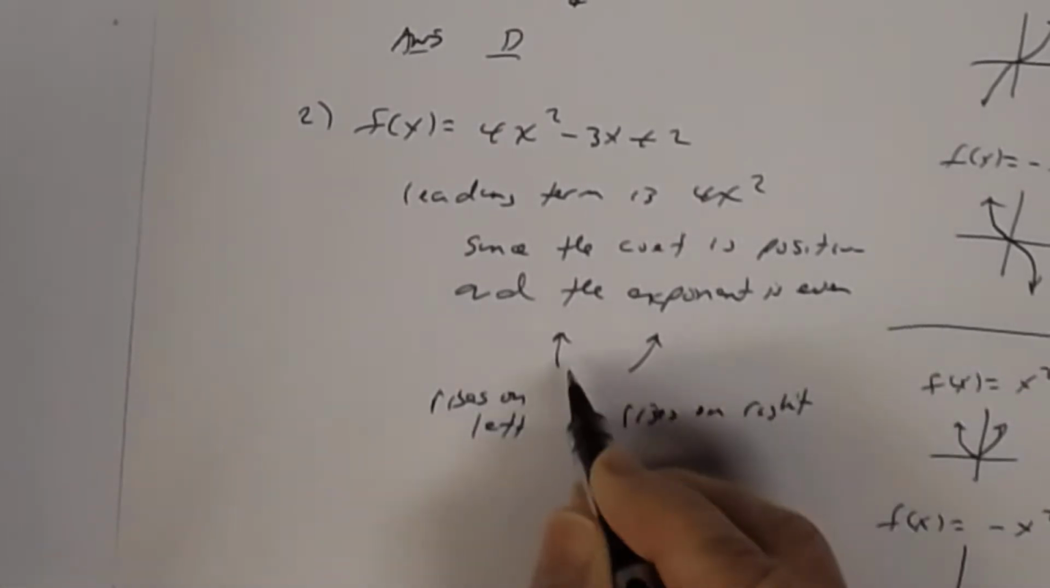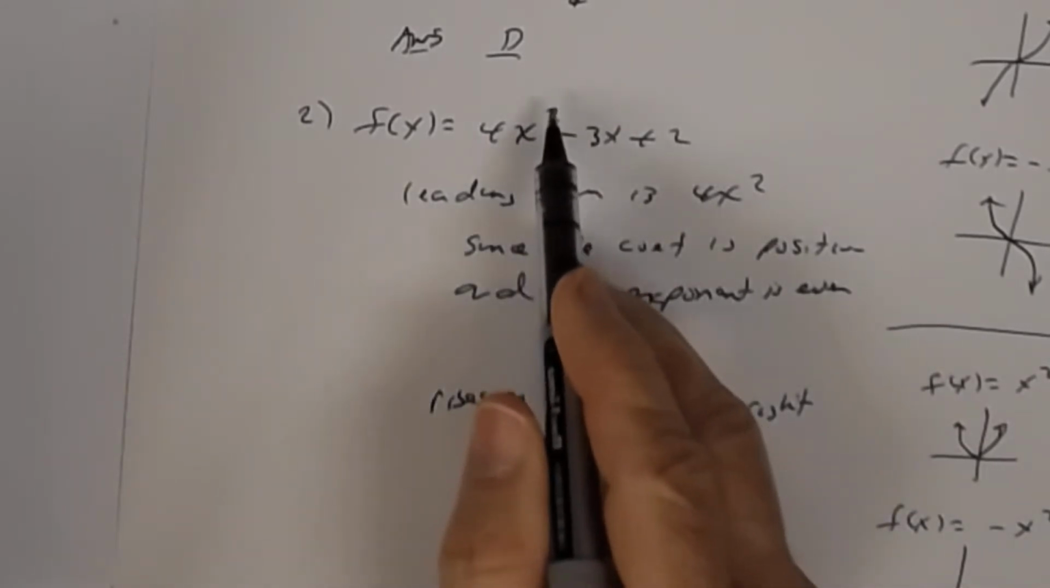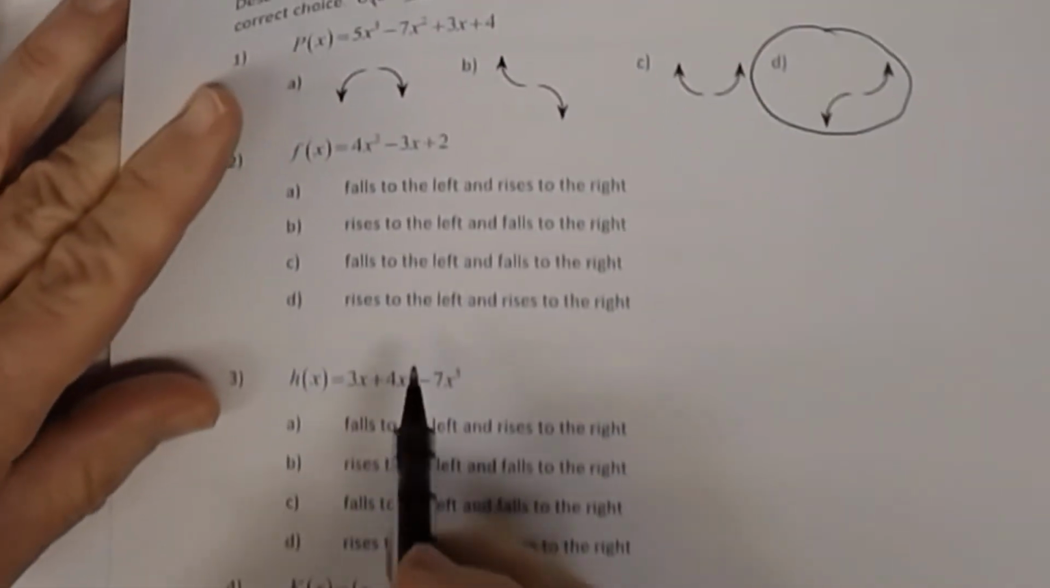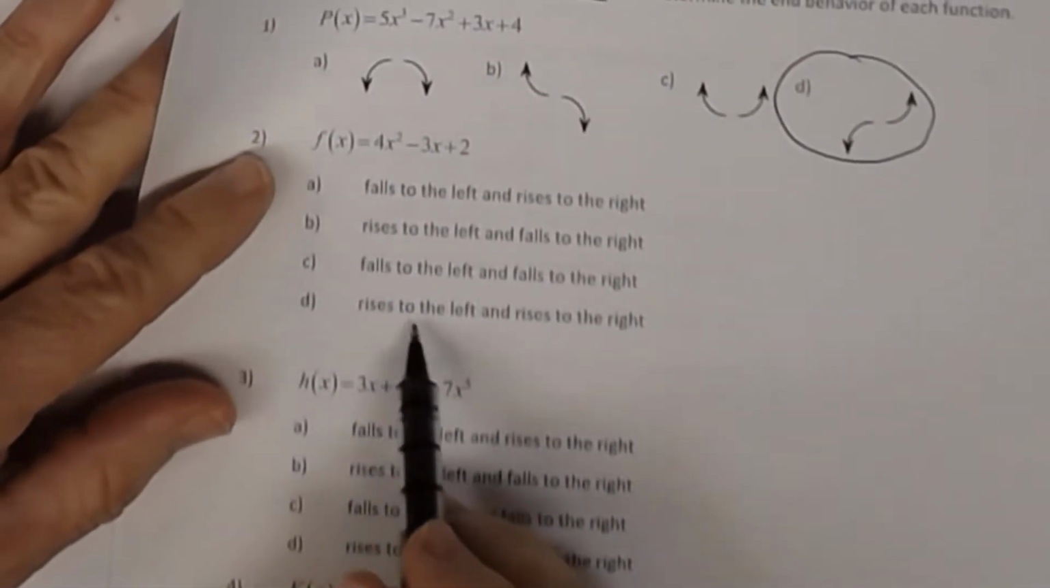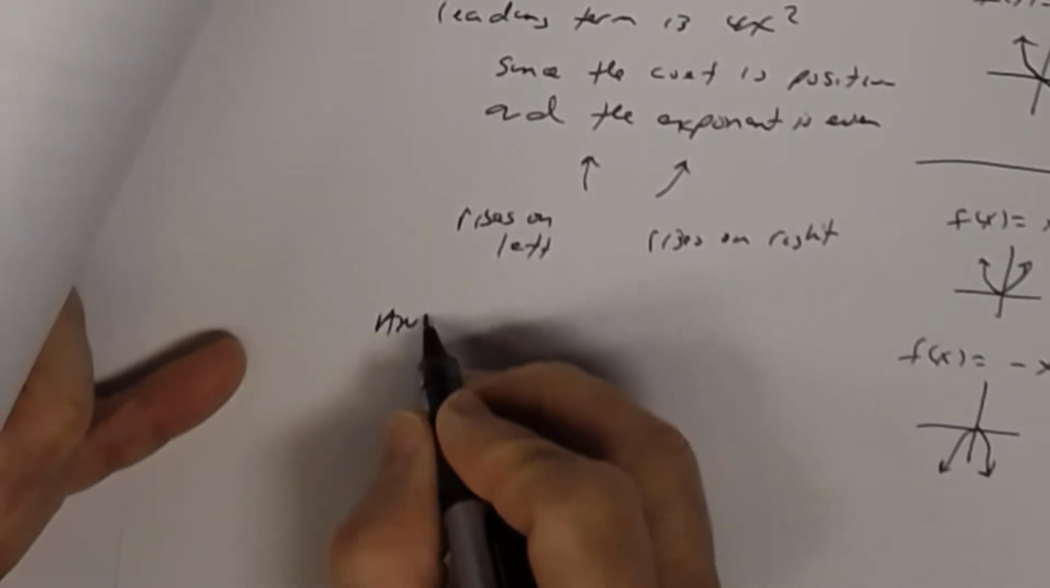That's your end behavior. Now, this is quadratic, so you know it's going to be a parabola, but this could have been 6, 8, 10, and so on, okay? All right, so we're going to use the one that says rises on both sides. So this is going to be D, rises to the left, rises to the right. All right, so the answer for 2 is D. Answer D.